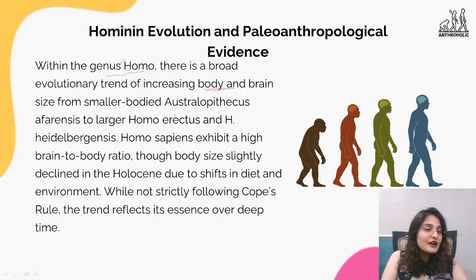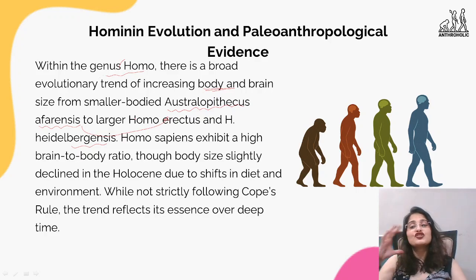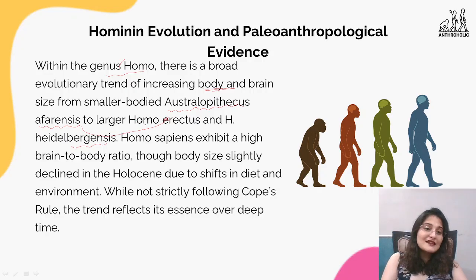So there were smaller bodied humans like Australopithecus afarensis. They have changed to Homo erectus, Homo heidelbergensis, which are larger in body, which have larger brain size as well. Homo sapiens exhibit high body to brain ratio, though body size slightly declined in the Holocene because of the shift in diet, the environmental changes. So height thoda sa kam hua, but apart from that, the brain to body ratio is higher of Homo sapiens.